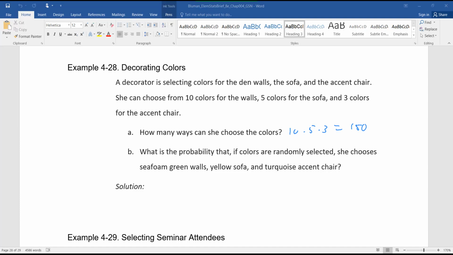Oh, I see what you're saying. So if we just pay attention to that, this will just be 1 out of 10 of choosing this one, and then 1 out of 5 on this one, and then 1 out of 3 on this one, and then still using the counting rule, we can just multiply those 3 together. So then that'll just give us 1 out of 150. Yeah, I don't see why that wouldn't work.